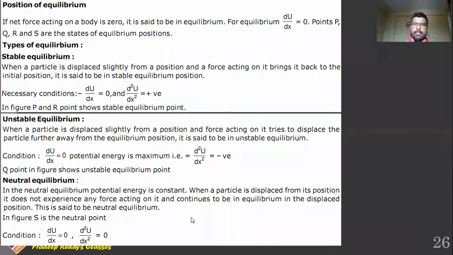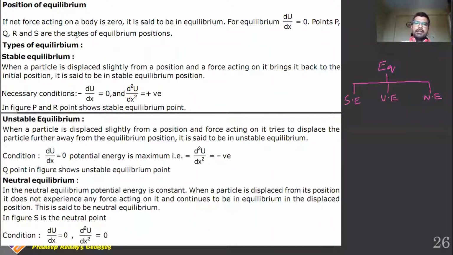Students, in the previous video lecture, we have learned about types of equilibrium. Equilibrium can be of three different types: stable equilibrium, unstable equilibrium, and neutral equilibrium. And there are different conditions, as I have explained in the previous video. So we will just have a glance at those equilibrium conditions.